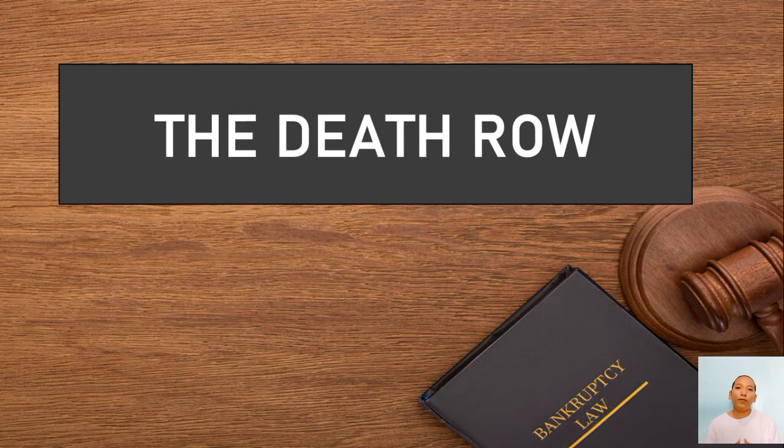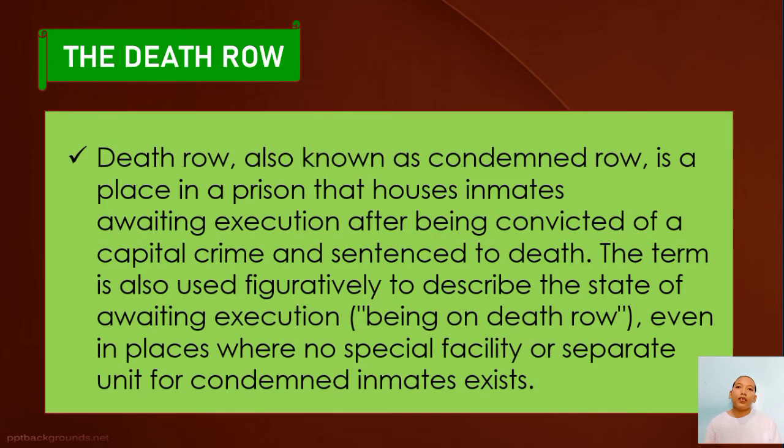The death row. Death row, also known as condemned row, is a place in a prison that houses inmates awaiting execution after being convicted of a capital crime and sentenced to death. The term is also used figuratively to describe the state of awaiting execution, being on death row, even in places where no special facility or separate unit for condemned inmates exists.